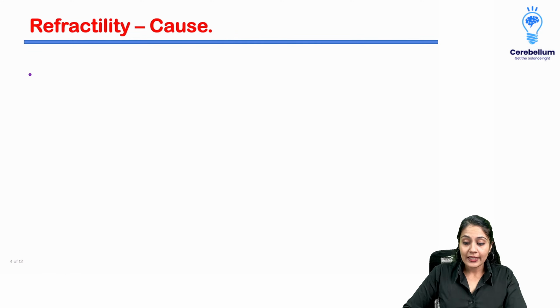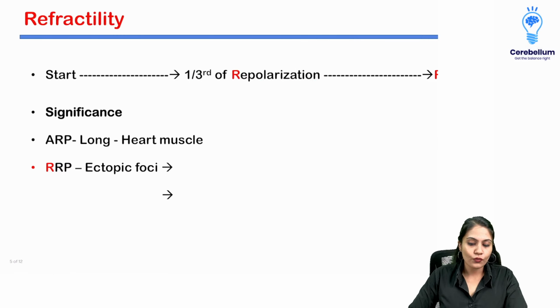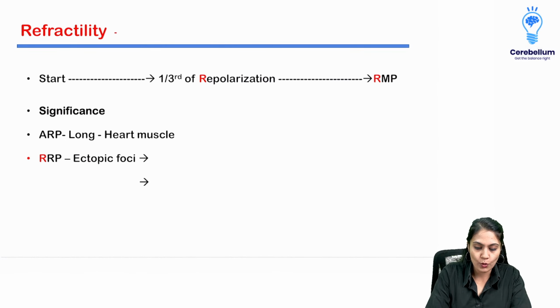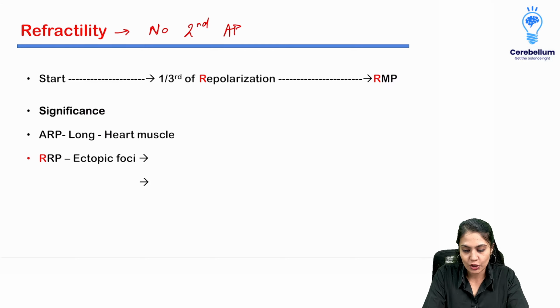Now, there is something known as refractility. First of all, let's see what is refractility. Refractility means no response, absolute no response. But over here, we are going to modify it as no second action potential or no second response which is going to be seen.